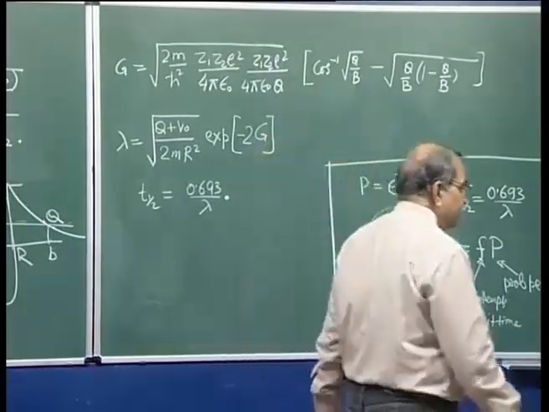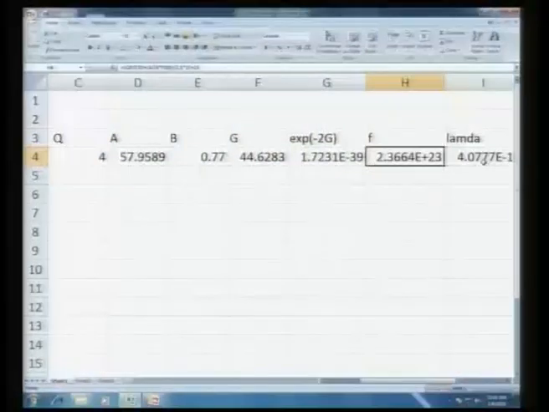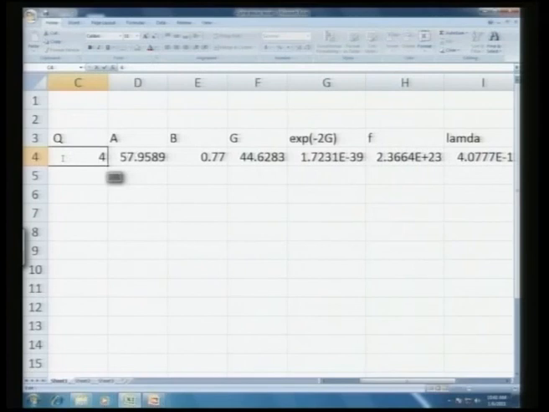So, Excel. Okay, so you can look at this Excel sheet. I have already fed the formula, but I will just explain what it is. In this particular cell, that is C4, it is written 4, and on top of it, it is written capital Q. So, this is the Q value in mega electron volts. Here it is Q equal to 4 mega electron volt.